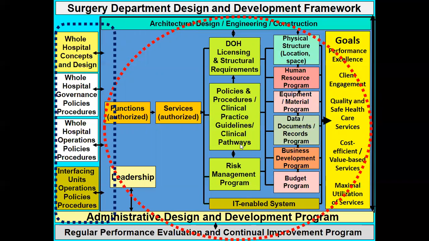On the extreme left of the slide, one sees the need for alignment and integration with the whole hospital as well as the other departments in the hospital. This slide illustrates a super system, which is the hospital, subsystem, which is a particular department, and co-system, which is an interfacing department. Again, all the arrows indicate the need for alignment and integration of all parts of the subsystem, the department, with the super system, the hospital, and the co-systems, the interfacing departments.